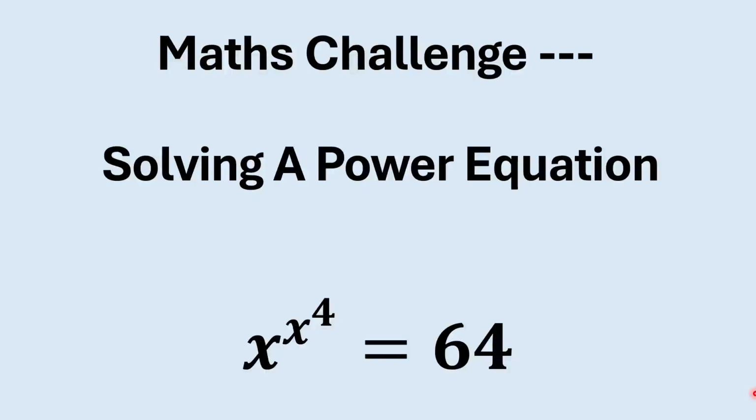Hello everyone, today's math challenge is a pure math question. It is about solving a power equation. So you can see it is a very tricky equation involving the power expression. x to the power of x to the power 4 is equal to 64. And here, x to the power 4 is the power of this x. So we need to solve this equation and obtain the x value.